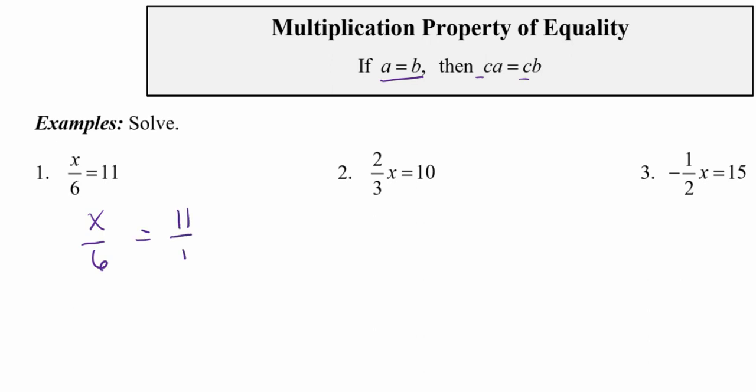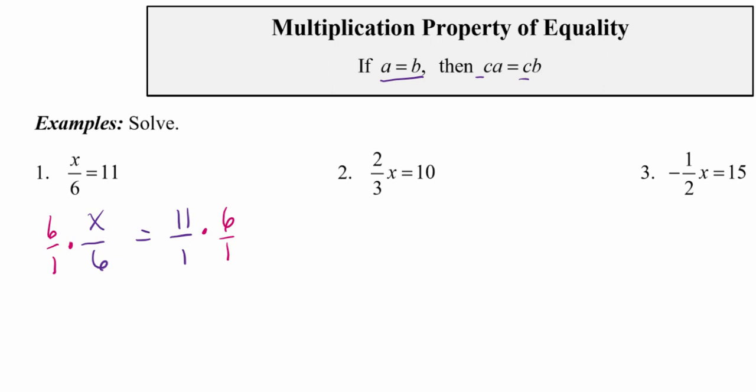I'm going to put an 11 over 1 here, just make both of them be fractions. Okay, we want to isolate x. So what we're going to do is multiply by 6 over 1, because notice how on the left-hand side these two 6's will reduce, right? But again, because of the multiplication property, that means we need to multiply this side by 6 over 1.